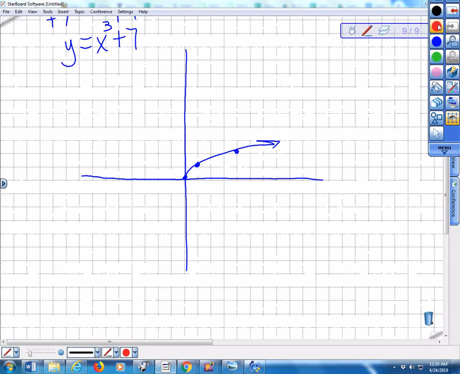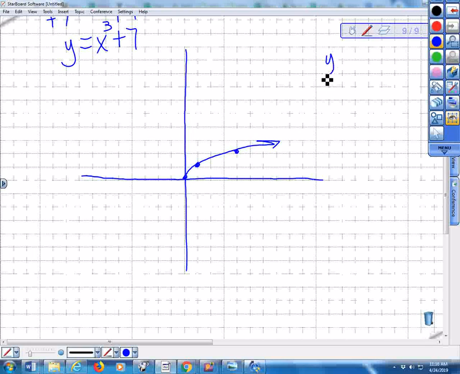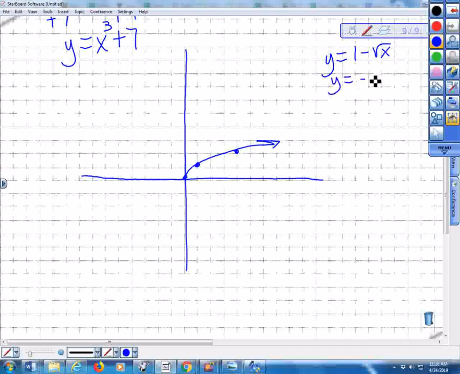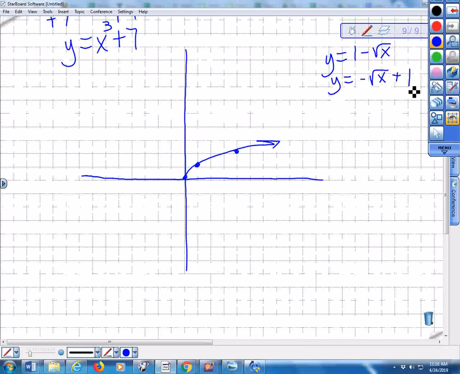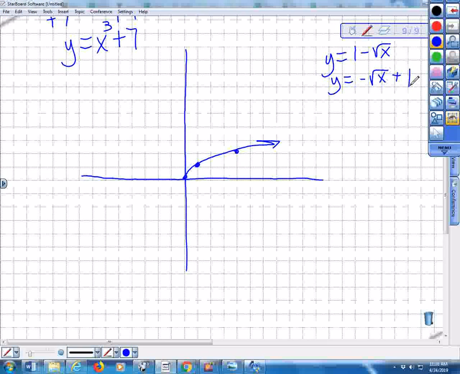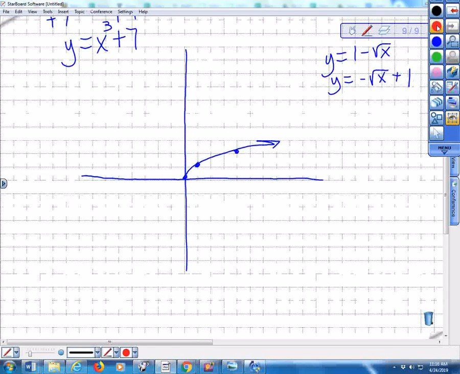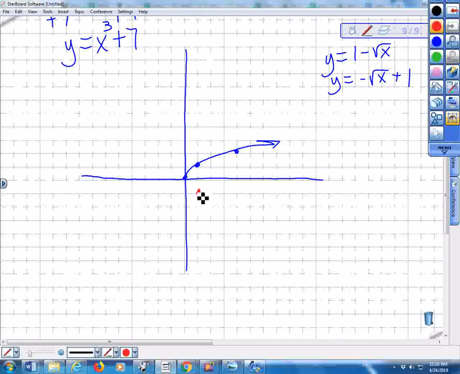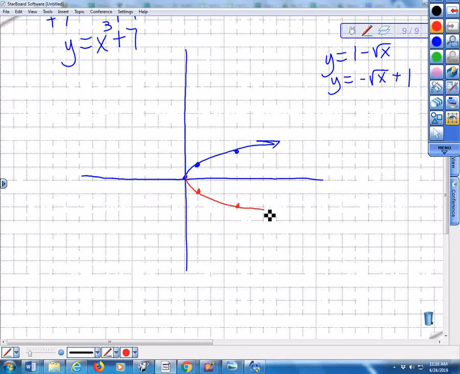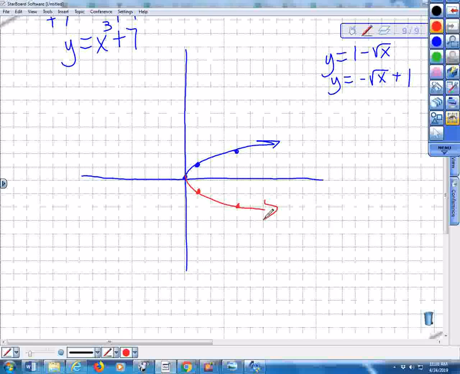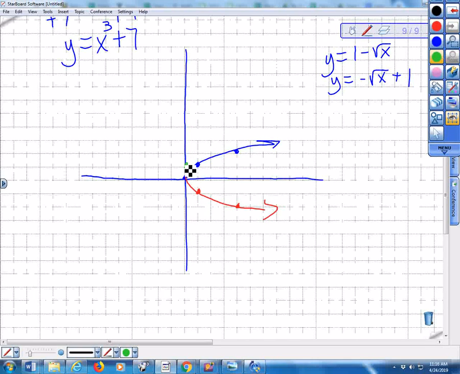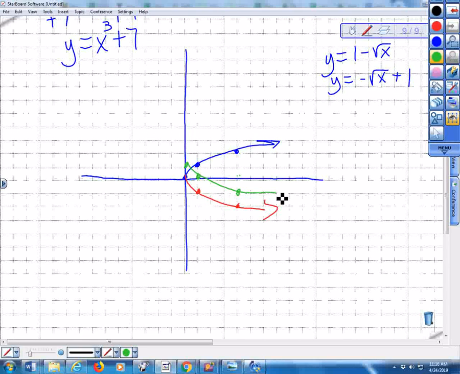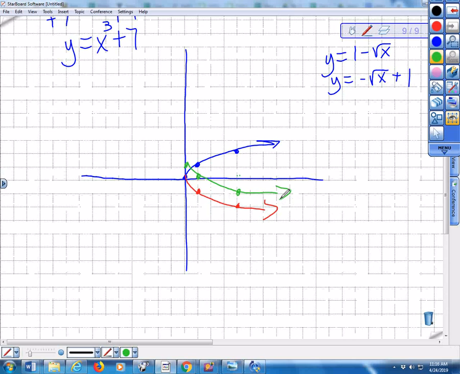So the first one is y equals 1 minus the square root of x, which I could rewrite just so it's in a form that makes sense to me. It's negative square root of x plus 1. So the negative square root of x I can handle first. Negative square root of x means it flips over the x-axis. And then plus 1 just means I shift each one of these points up 1. So my green line is my actual graph.